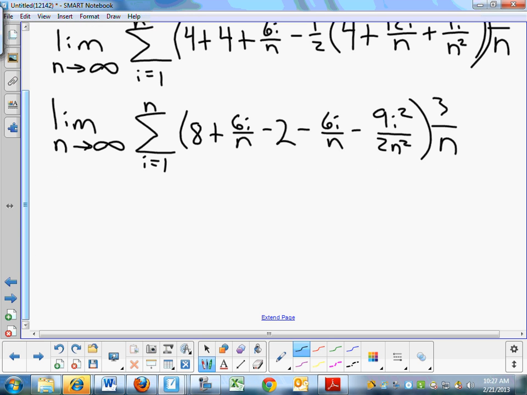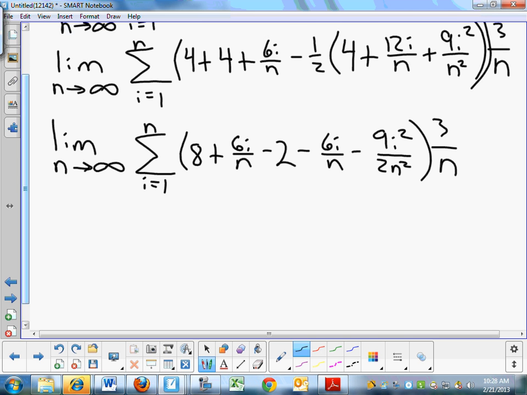Hey, it's okay. We want as many people putting forth ideas as possible because that's what's going to keep us from making a mistake. I took half of the 12 and I got 6. I didn't want to take half of 9 to get 4.5, so I just wrote 2 in the denominator. Now I distribute through the 3 over n. So I'm going to write my new limit.